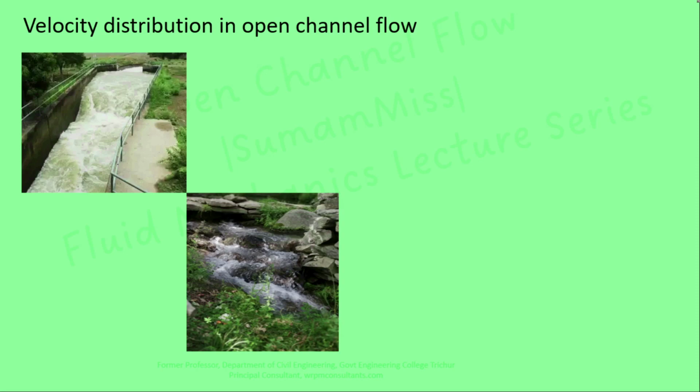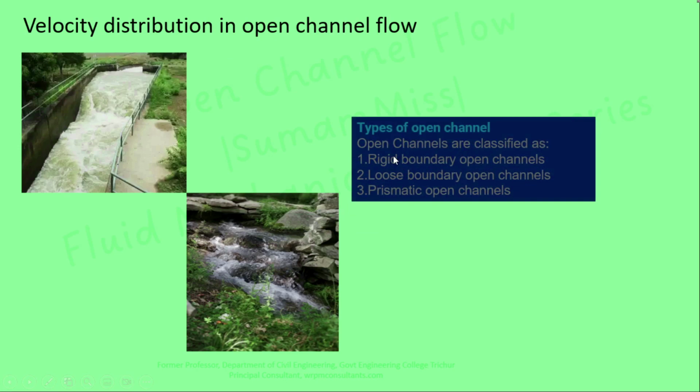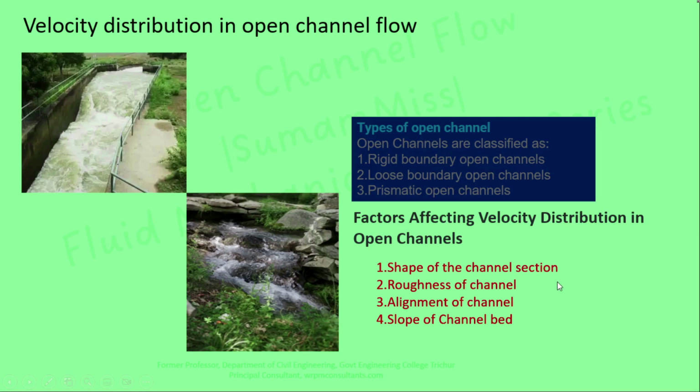Now let us discuss the velocity distribution in open channel flow. As we have discussed earlier, velocity distribution in open channel flow depends upon the type of open channel. Channels are classified as rigid boundary open channel, loose boundary open channel and prismatic open channel. In open channel, surface roughness varies in a wide range. The factors affecting the velocity distribution in open channel flow are shape of the channel section, roughness of the channel, alignment of the channel and slope of the channel bed. The figure shows a natural channel where you can see that roughness varies in a wide range and alignment is also changing. The slope is also changing and the channel section is different from section to section.